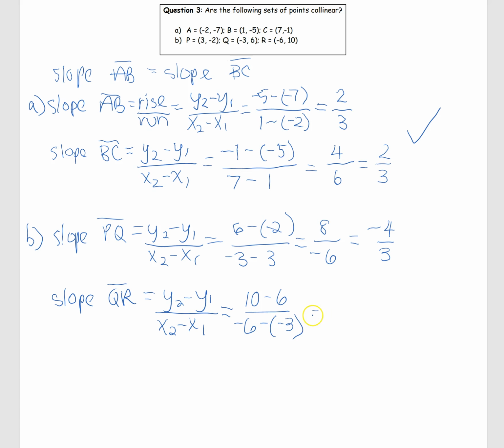This gives me 10 minus 6 is 4 on the top. -6 minus a -3 is -6 plus 3, which is -3 on the bottom. So again, we get -4 over 3. So our slopes are the same, and this means that these points, again, are collinear. So both of the following sets of points in A and B are collinear.